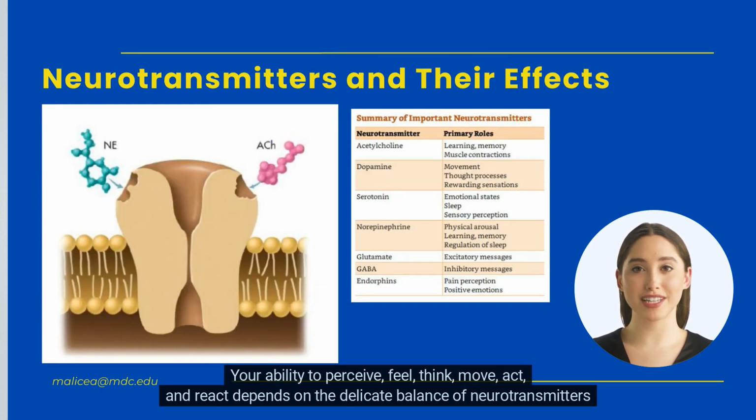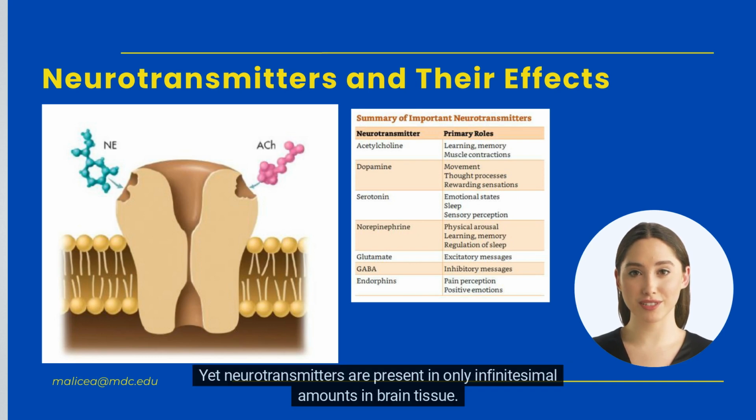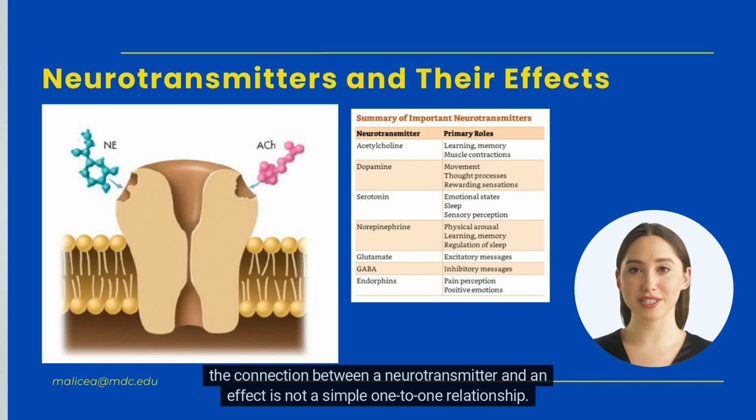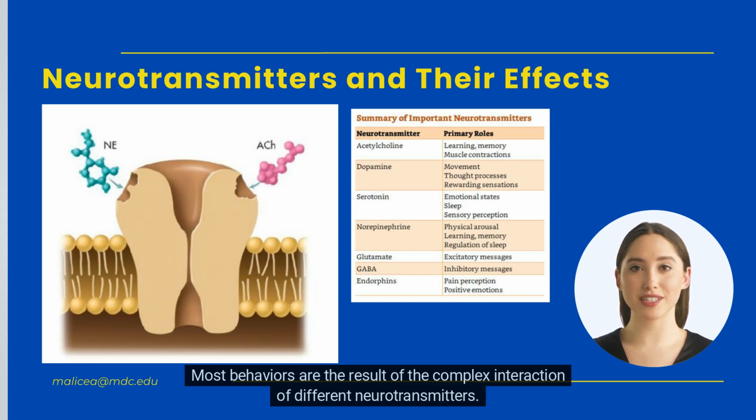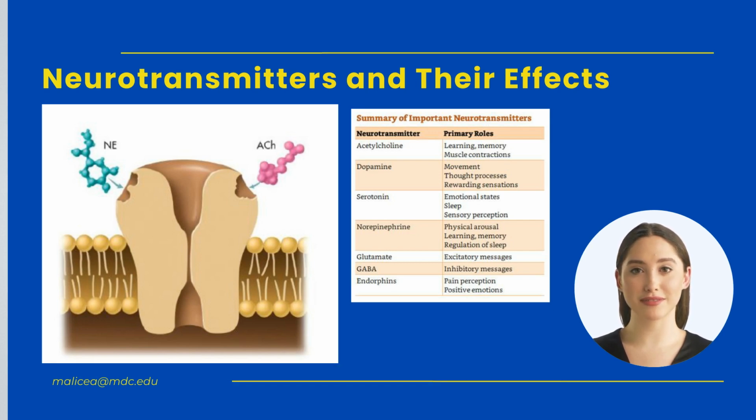Your ability to perceive, feel, think, move, act, and react depends on the delicate balance of neurotransmitters in your nervous system. Yet neurotransmitters are present in only infinitesimal amounts in brain tissue. The connection between a neurotransmitter and an effect is not a simple one-to-one relationship. Most behaviors are the result of the complex interaction of different neurotransmitters. Further, neurotransmitters sometimes have different effects in different areas of the brain.